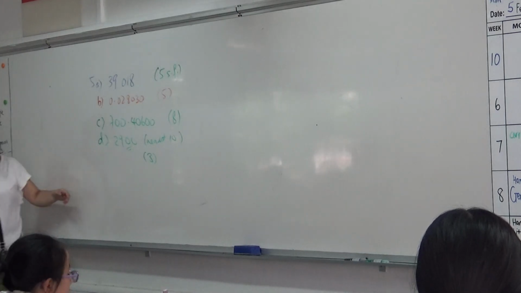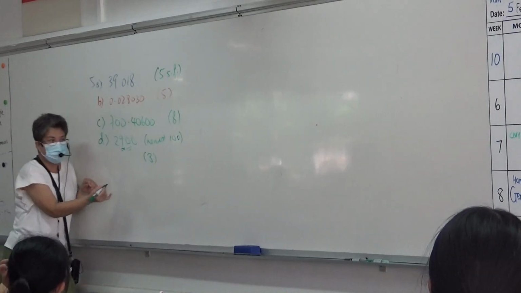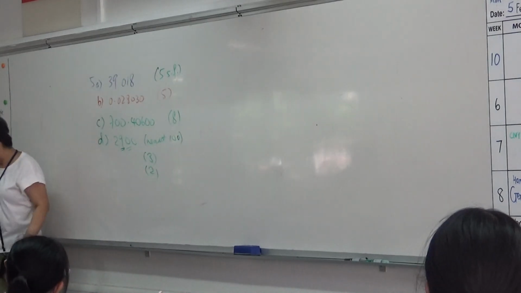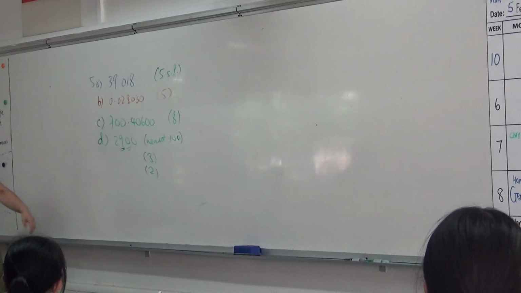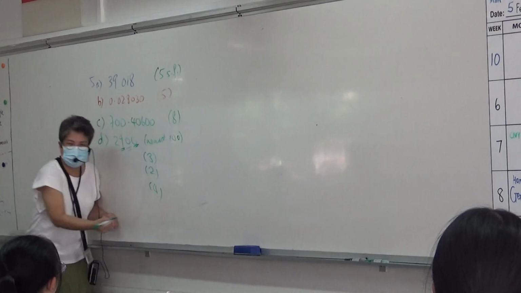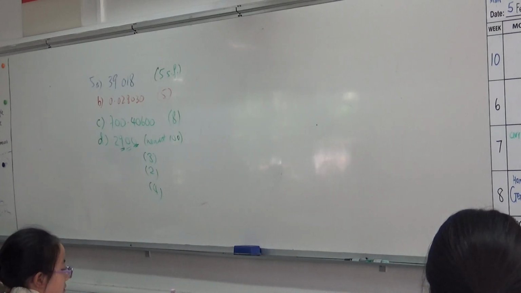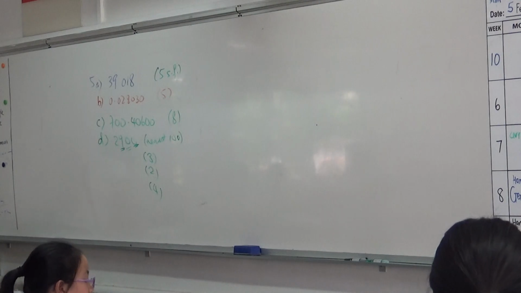Okay. What if it's to the nearest 100, that means here, how many? 2, right? Last one, what if it's the nearest whole number, that means here, right? So what is this? 4. So the last 3 is 3, 2, 4. Are we okay? Yes. Alright, good. Next one.